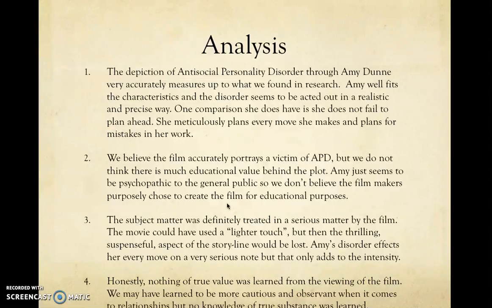The depiction of antisocial personality disorder through Amy Dunn very accurately measures up to what we found in research. Amy fits the characteristics well, and the disorder seems to be acted out in a realistic and precise way. One difference is that she does not fail to plan ahead. She meticulously plans every move she makes and plans for mistakes in her work.